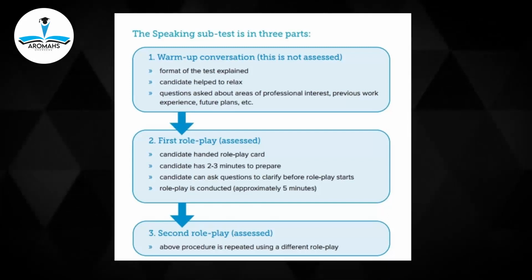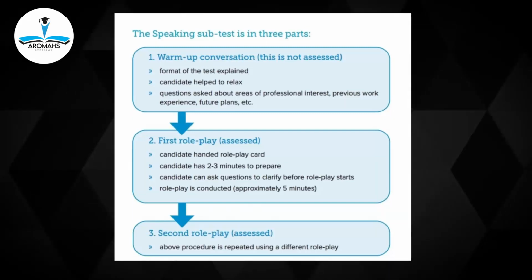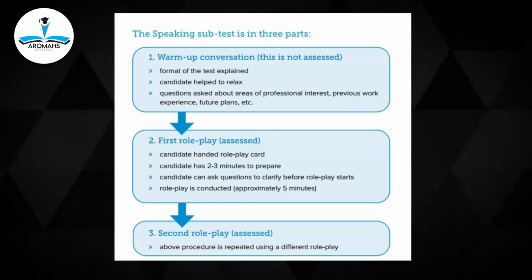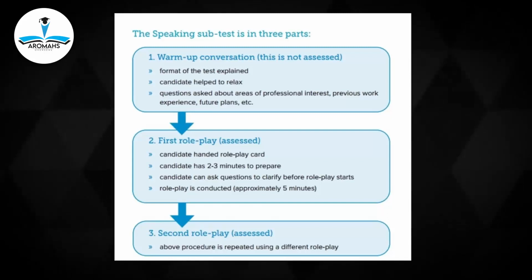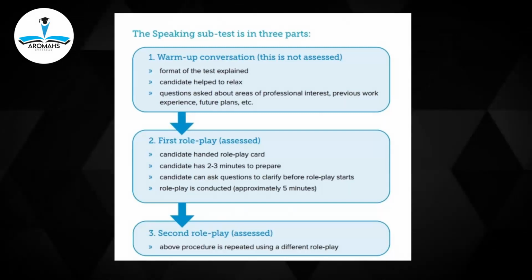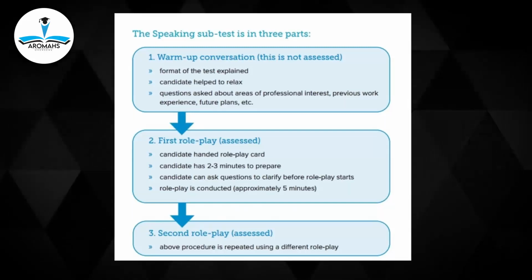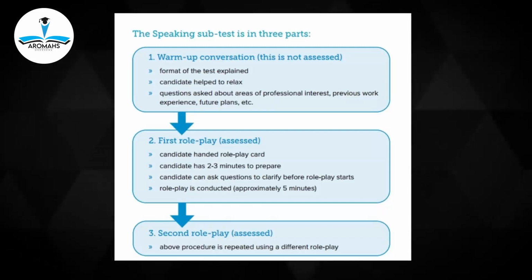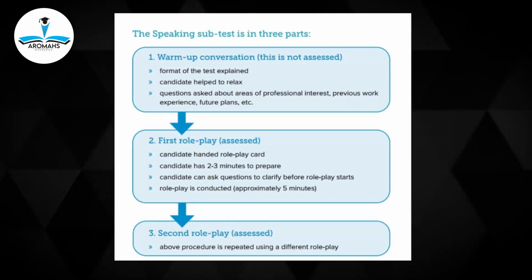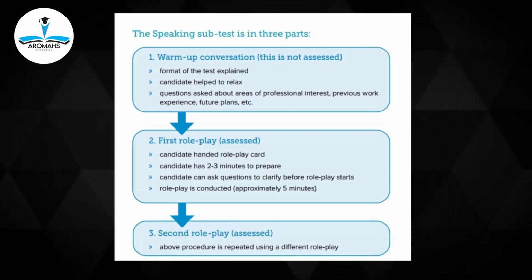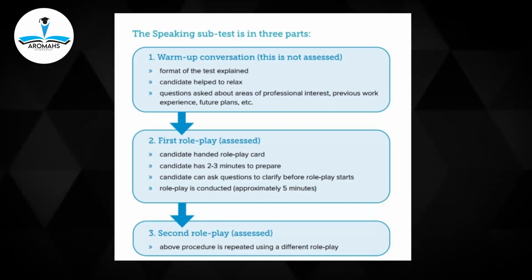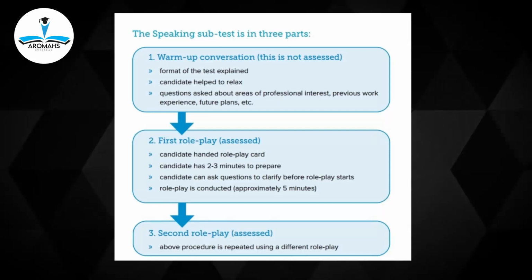Second step is you will be given the first role play card, which is assessed. You have 3 minutes of time to prepare. If you want to ask any questions to clarify before the role play starts, you can. You have to make the conversation for 5 to 6 minutes afterwards. Third step is you get the second role play card in your hand. The same procedure is repeated using a different role play.